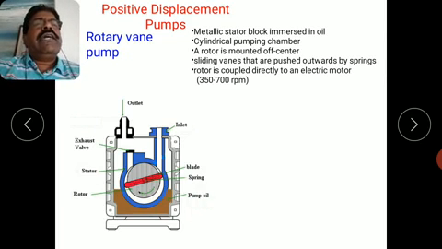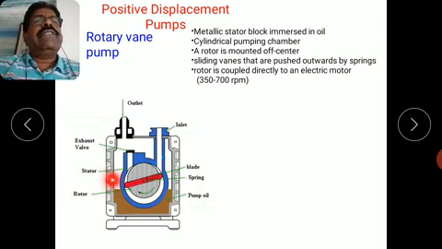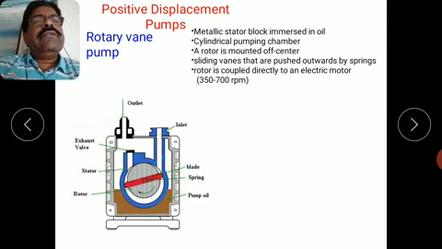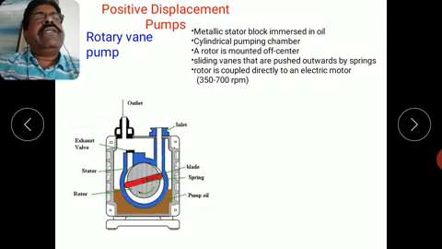You can see here a metallic stator, the blue one, which is immersed in oil. This is an oil reservoir, you can say. So it is a cylindrical metallic stator, the blue one, and inside this there is a circular rotor, you can see here. This is a rotor, but it is not exactly at the center, it is slightly off center.